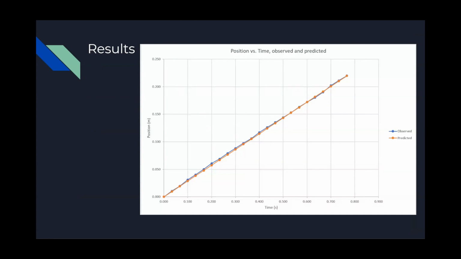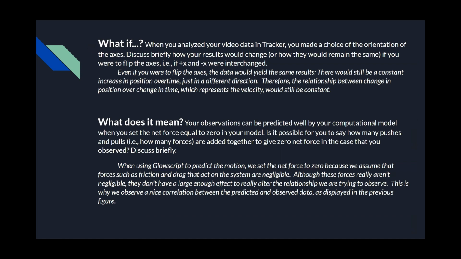Here are the results of both our observed and predicted models. As we can see, they are very similar and correlated positively. So what if we switched the axes since we were able to choose? Even if you were to flip the axes, the data would still yield the same exact results. There'd still be a positive increase in position over time, just in a different direction, and therefore the relationship between change in position over time, which is velocity, would still be constant.